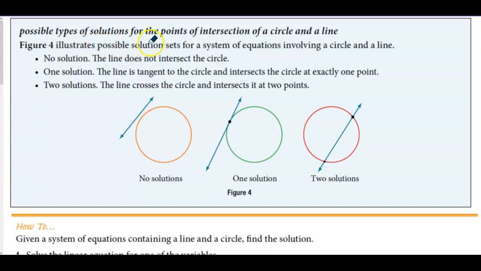Okay, now there are possible types of solutions for the points of intersection of a circle and a line. Figure 4 illustrates the possible solution sets for a system of equations involving a circle and a line. There's no solution if the line does not intersect the circle. There's one solution if the line is tangent to the circle and intersects the circle at exactly one point. And there are two solutions where the line crosses the circle and intersects it at 2 points.